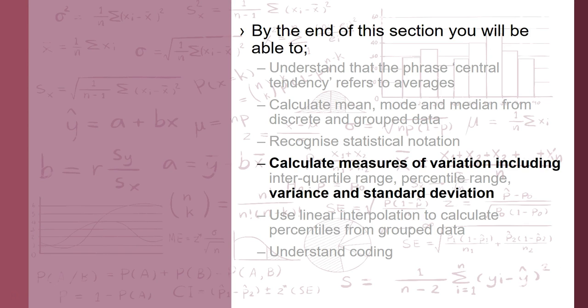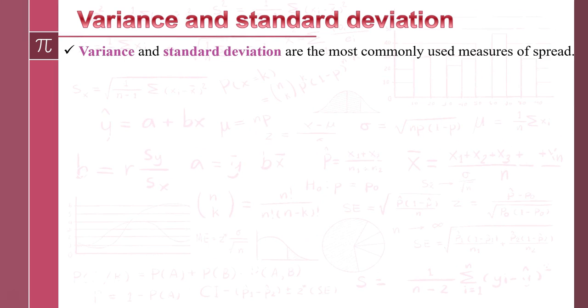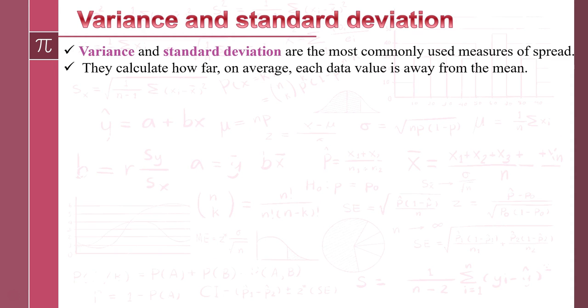We had range as a very basic measure, then we've got interquartile range, which, let's be honest, is still not the greatest. What we're going to do now is look at the most commonly used measure of spread, which is standard deviation. And variance and standard deviation are very closely linked together. So here we go. What we're going to do essentially is calculate, on average, how far is each data value away from the mean.